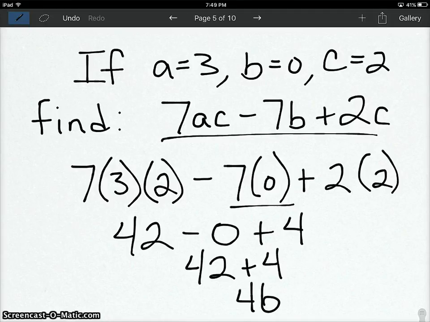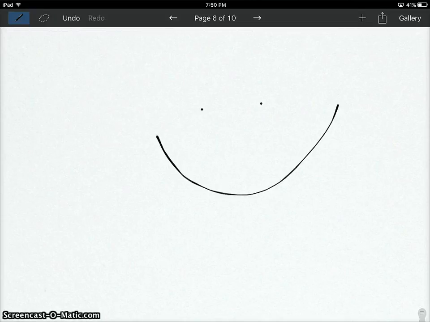Simple. Not too hard. All you're doing is plugging in numbers, which is actually, I think, easier to do than to try to rearrange things with 5 and 6 and 7 variables in them just to isolate one variable. And that's it. This lesson is actually pretty easy. That's a big smiley face.